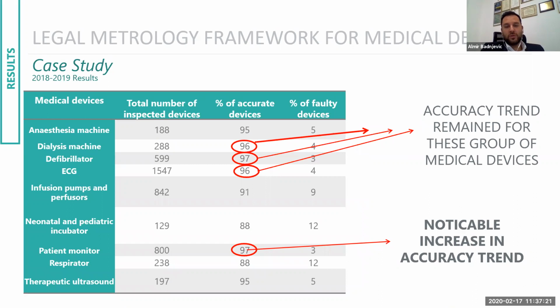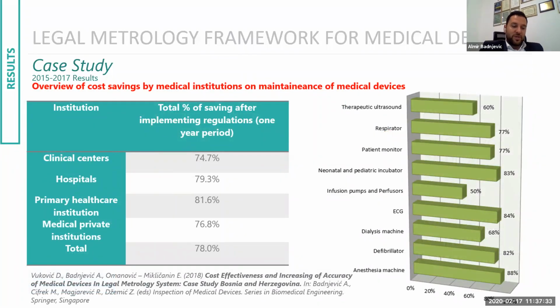Also, in 2018 and 2019, we can see that the accuracy trend remained for those positive devices: dialysis machines, defibrillators, and ECG. Something unusual, which we didn't really expect but did get, is that we made really huge cost savings for medical institutions on maintenance of medical devices. We found that many authorized distributors were servicing devices which were working well, where they shouldn't even touch anything. Institutions stopped paying for this because they see their devices are working very well, and they now only invite those authorized distributors for service where they see that something is not good.